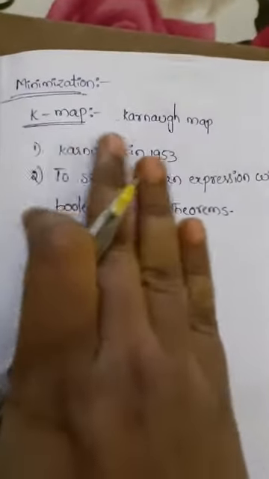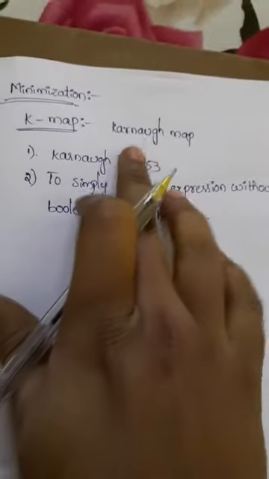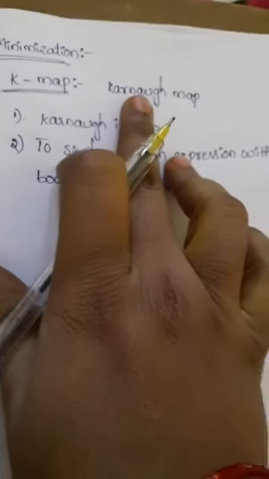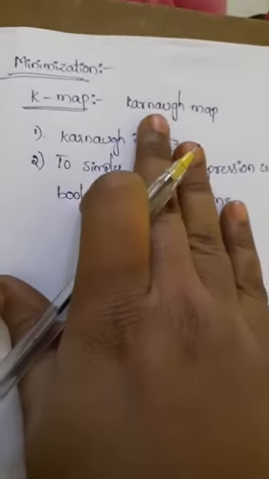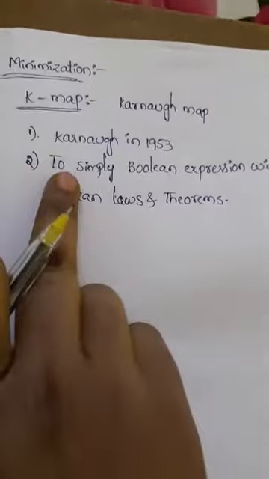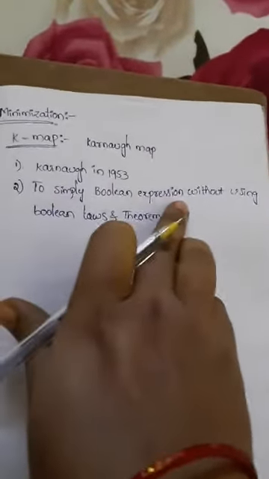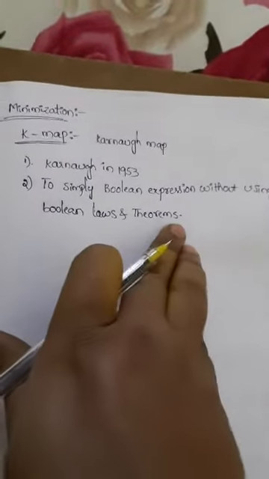So what is a K-map? It is called the Karnaugh map. It was developed by a scientist, Karnaugh, and by his name it is called Karnaugh. The major points are, it was developed in 1953, and the use of K-map is to simplify a boolean expression without using boolean laws and theorems.